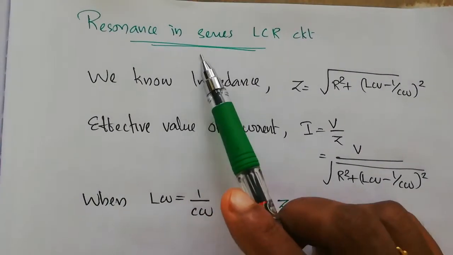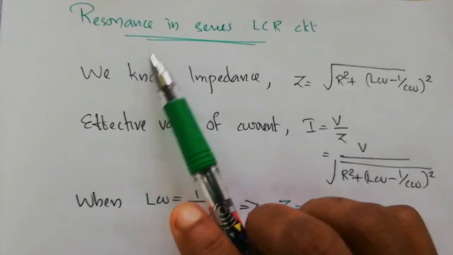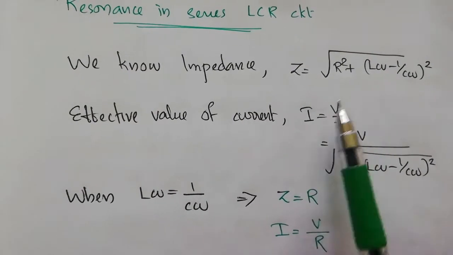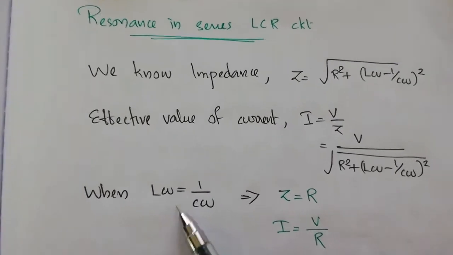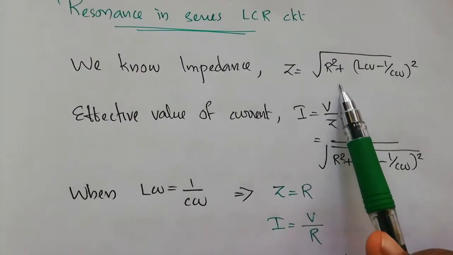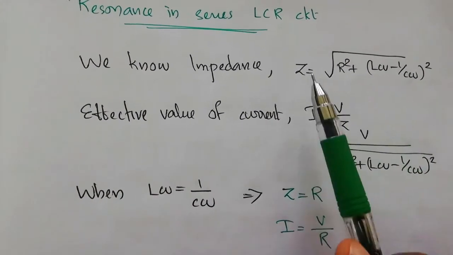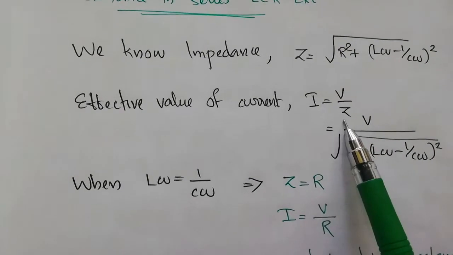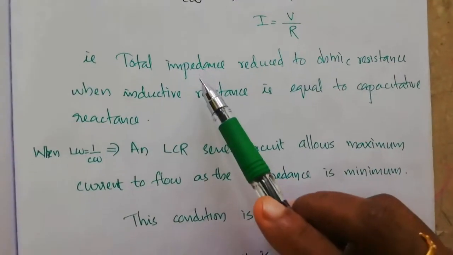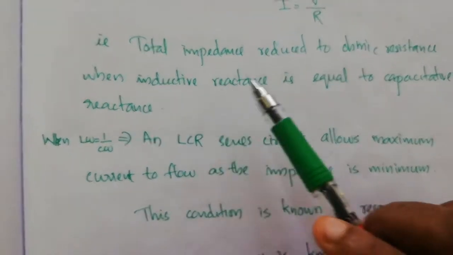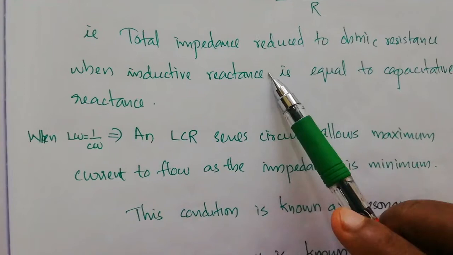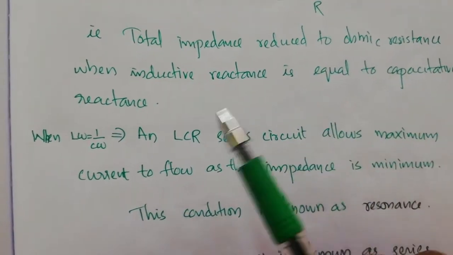And the more important property of a series LCR circuit is resonance. First you have to consider the impedance and the effective value of current equations and apply the condition L omega is equal to 1 by C omega. When L omega is equal to 1 by C omega, you look at this equation, this term will be cancelled and Z is equal to R. In this equation, I is equal to simply V by R. That is, the total impedance reduces to ohmic resistance when the inductive reactance is equal to capacitive reactance. That is, XL is equal to XC, total impedance will be ohmic resistance.